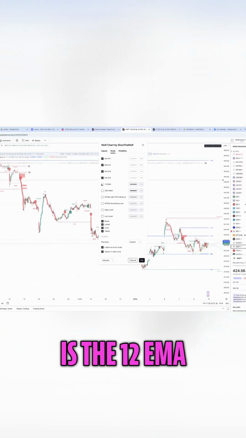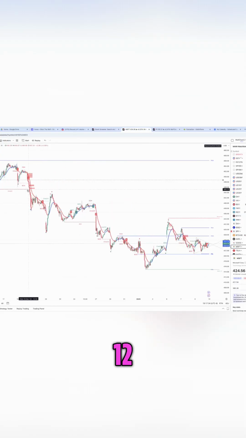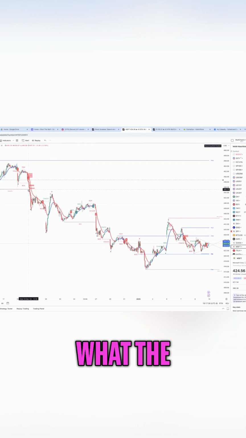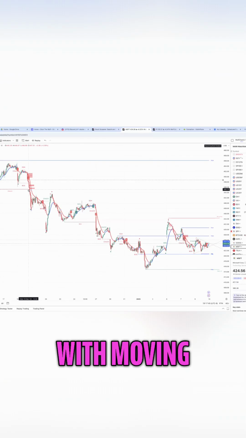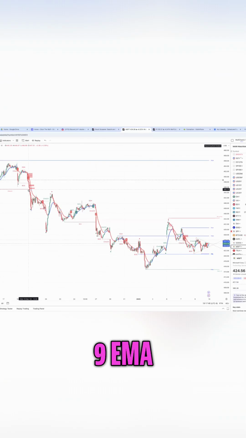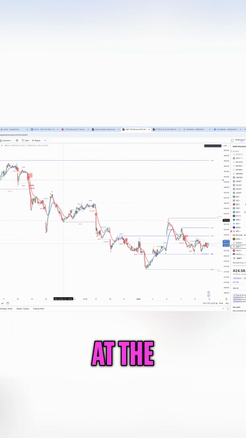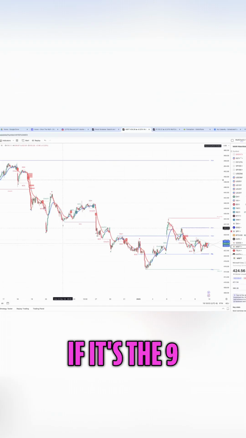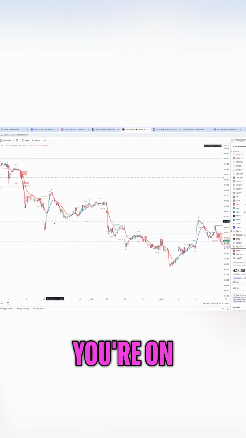All right. So the first one we're going to look at is the 12 EMA. The reason why I use the 12 is because the 12 EMA is the best in class for exponential moving averages at determining what the short term trend is going to be. When you're dealing with moving averages, that number in front, when they say, "I'm using the 9 EMA or the 12 EMA or the 50 or the 21," if it's the 12, it's looking at the 12 previous candles of the stock to determine what the trend is. If it's the 9 EMA, it's looking at the 9 previous candles to determine what the trend is on whatever time frame you're on.